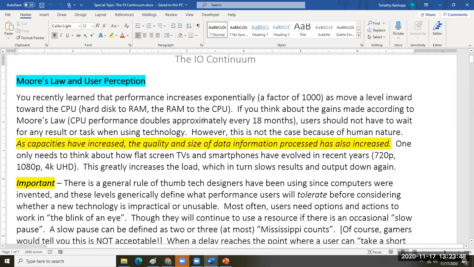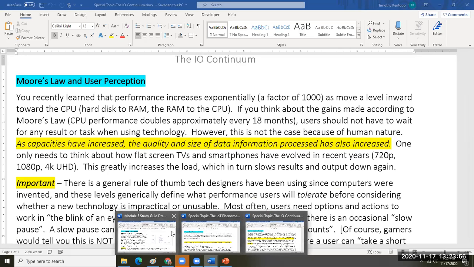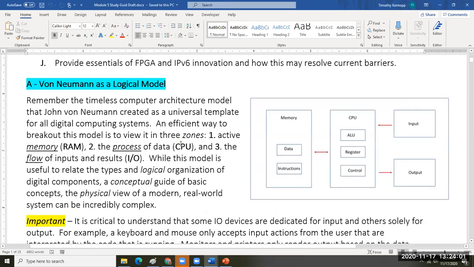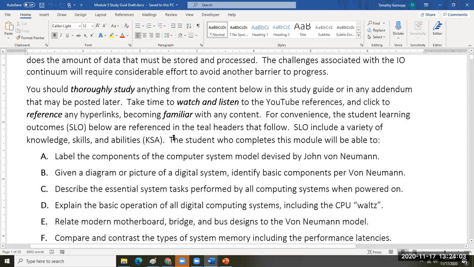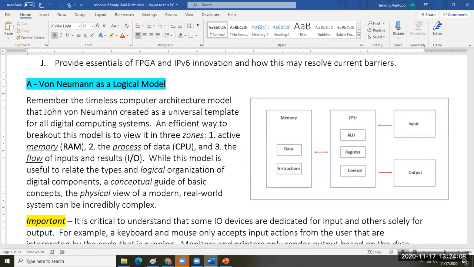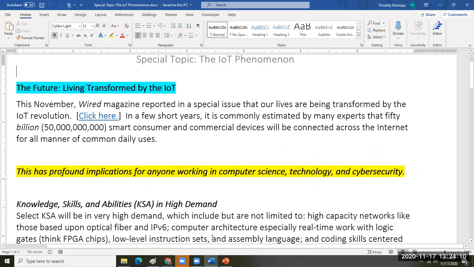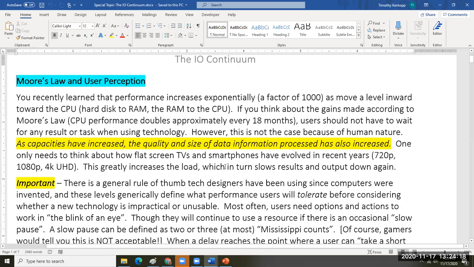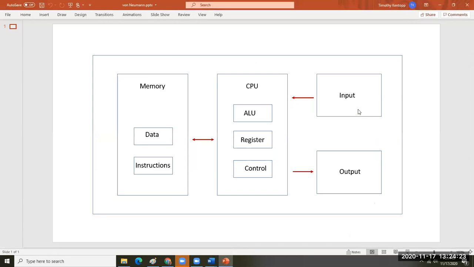So in one of our resources here, and I'm still working on the supplementals, special topics, you're going to have 3 references for this module. The first one is going to be the study guide, like you always have with student learning objectives. And then you're going to have 2 other ones. One special topic has to do with the Internet of Things, and the other special topic has to do with the I/O continuum. So I/O has to do with input-output. What we're talking about is this piece right here.